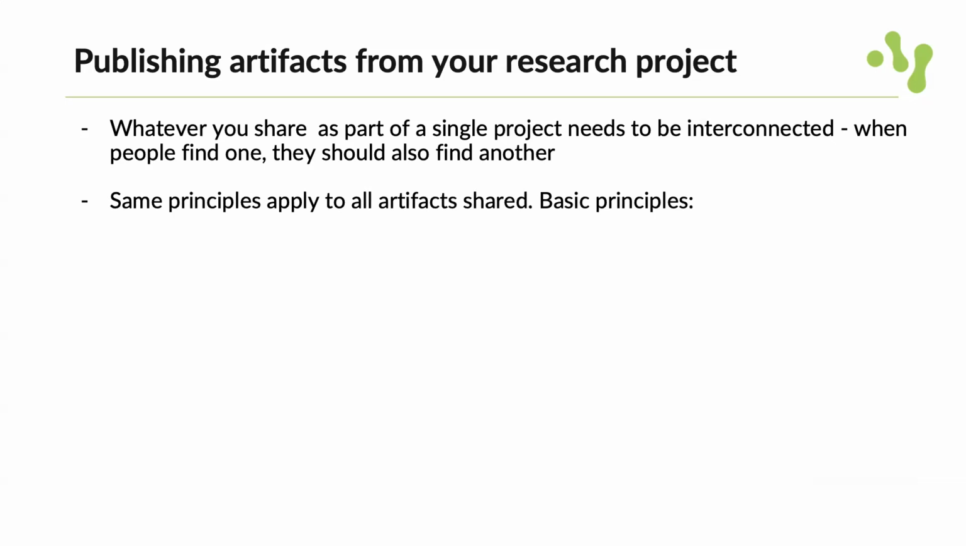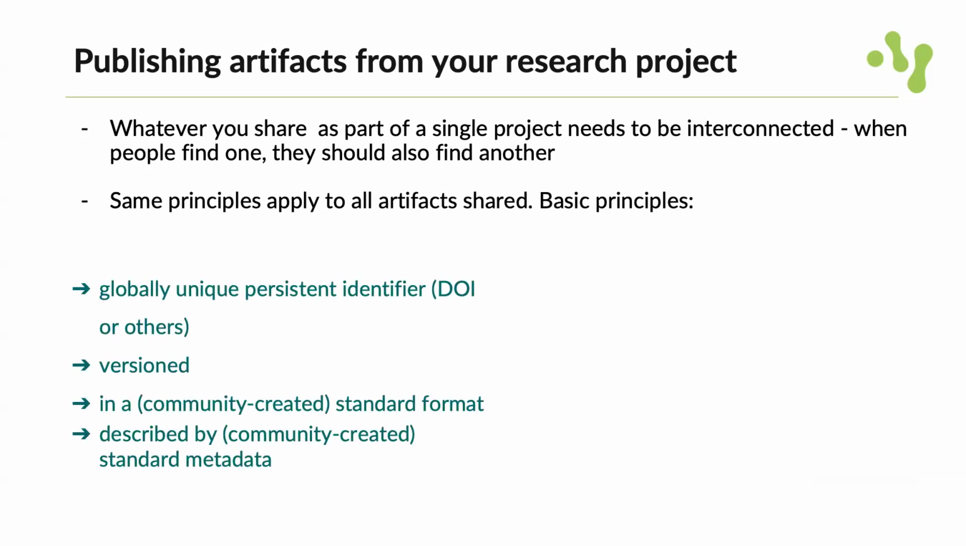And I think that when you share research output, if it meets these requirements or criteria, you will already go a long way, and they can always improve from there. So one thing that is important when you're sharing any type of research output is that it should have a globally unique persistent identifier. And typically we talk about this about DOIs, for example.